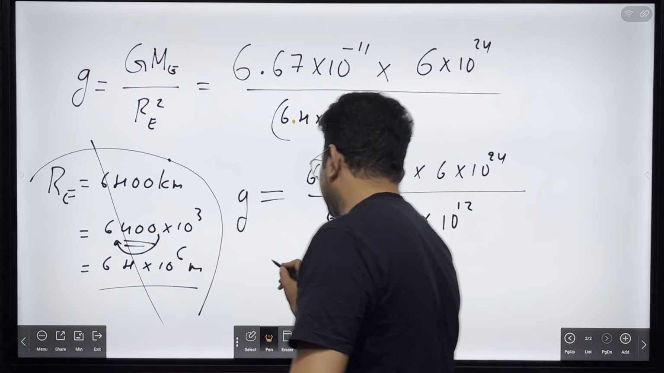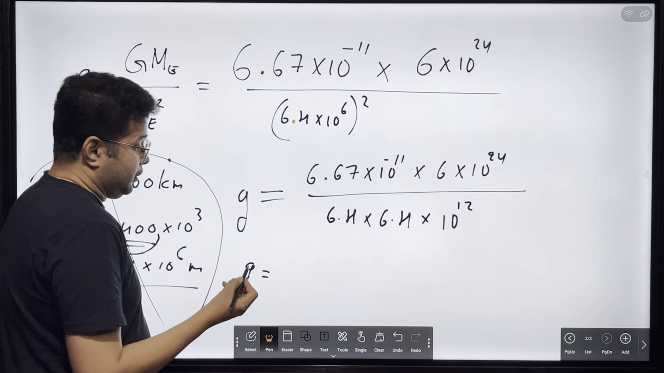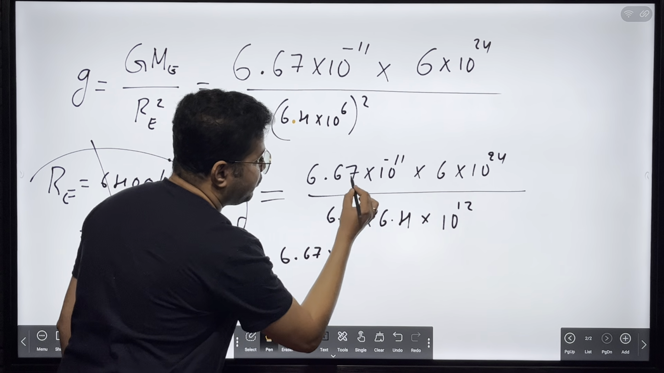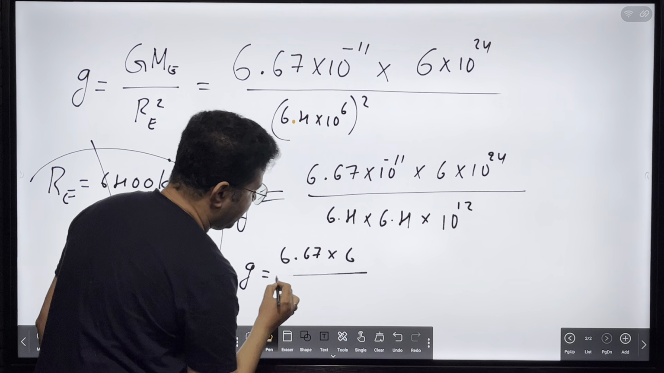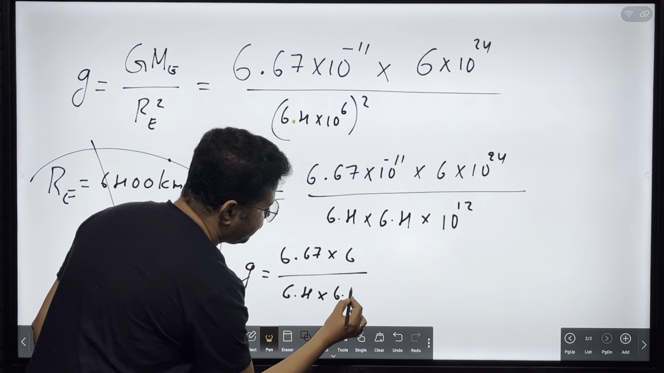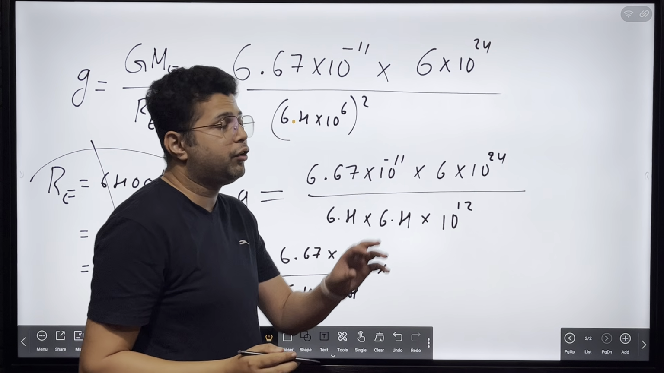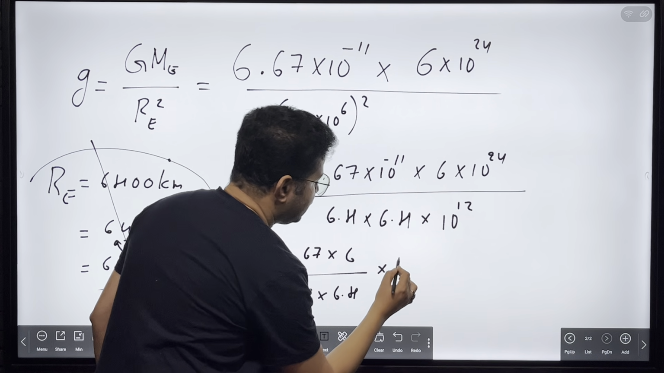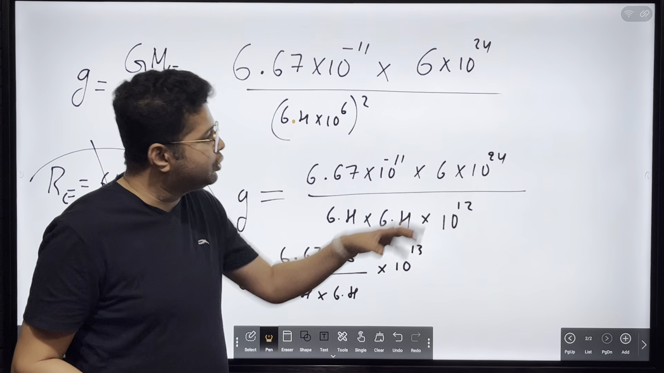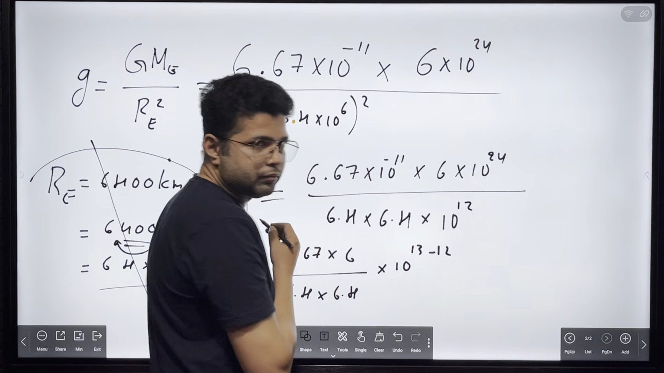I don't have a calculator, so let me do the approximation. 6.67 into 6 divided by 6.4 into 6.4, into 10 to the power minus 11, 10 to the power 24. 24 minus 11 is 13, 10 to the power 13. Here there is 10 to the power 12, when it goes up it becomes 10 to the power minus 12, so minus 12, correct now?